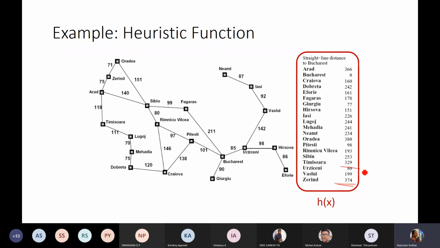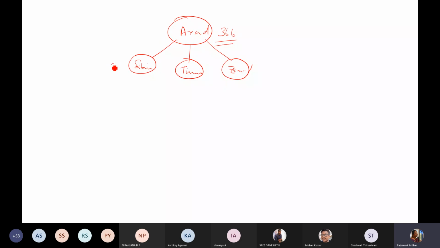Then Timisoara, its distance to Bucharest. And the last one is Sibiu. So Sibiu's distance to Bucharest. Where is Sibiu? Yeah, here. Had it been uniform cost search, you would have chosen 75, which is not going to be the scenario. So what you would do is, here you will mark those values here as 253.